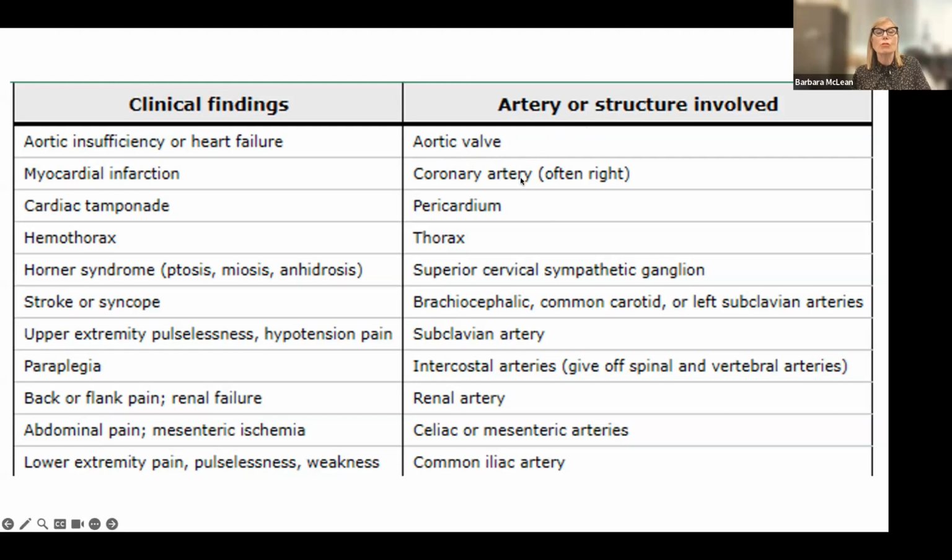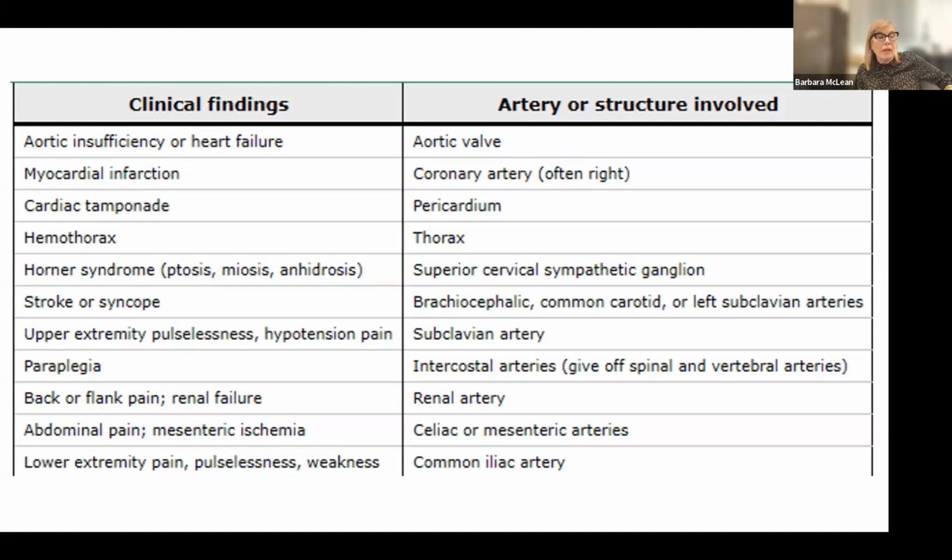So really, really important to look at this very nice table that says the structures or arteries that are involved here are actually what's going to give you your signs and symptoms, your clinical findings. What I think is really important is that when we have an ascending dissection, you're going to involve a lot of cerebral arteries. That's why you have stroke or syncope and neurologic changes. And then, of course, as you descend towards the abdomen, the organs that are below where that dissection is are going to be affected.